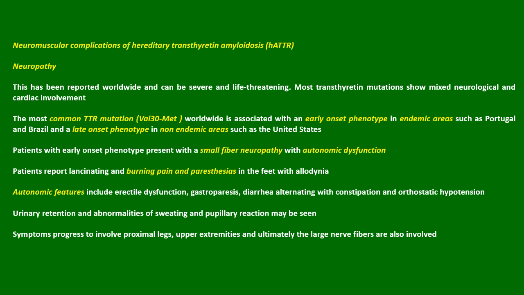Patients with the early onset phenotype present with a small fiber neuropathy with autonomic dysfunction. Patients report burning pain and lancinating pain with paresthesias in the feet and allodynia. Autonomic features include erectile dysfunction, gastroparesis, diarrhea alternating with constipation, and orthostatic hypotension. Urinary retention and abnormalities of sweating and pupillary reaction may be seen. Symptoms progress to involve proximal legs, upper extremities, and ultimately the large fibers are also involved.